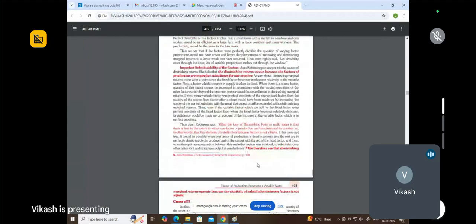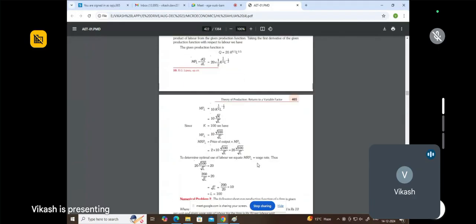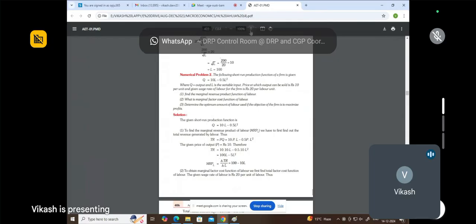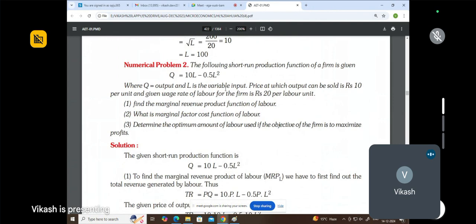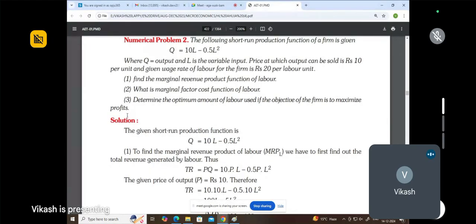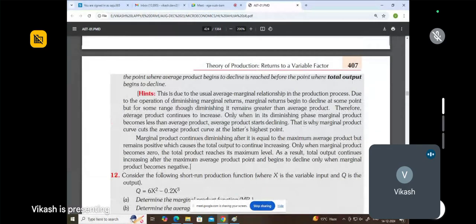Now let's jump to the numerical part. You will see numerical number 2, page number 405. The question gives the equation Q = 10L - 0.5L², and you need to find the optimum amount of labor used if the objective of the firm is to maximize profit. From here you can calculate the value of L. Do some practice, and a similar numerical will come in your exam.